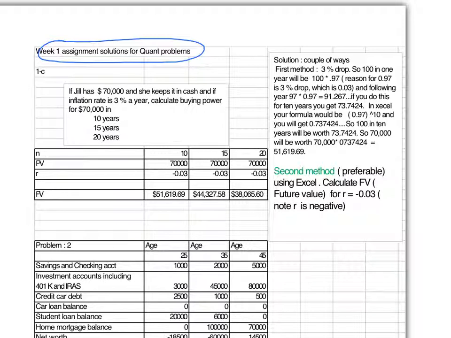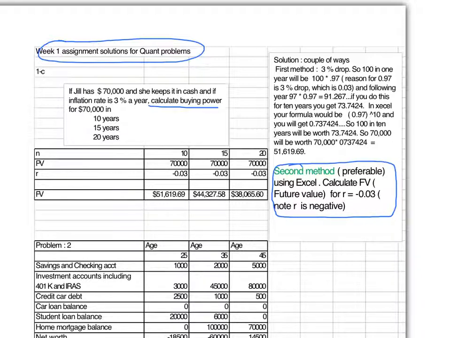And so I wanted to throw in a problem that ties in with week 1, but also scaffolds or links into week 2. So the problem was that if Jill has $70,000 and she keeps it in cash, what would the buying power be 10, 15, or 30 years from now? There are a couple of ways to do it. Let me show you the easiest way to do it with Excel, which is this method over here. The reason I'm pointing this out is because by now you've already done or have looked at the problems for time value of money, so you basically are using Excel.